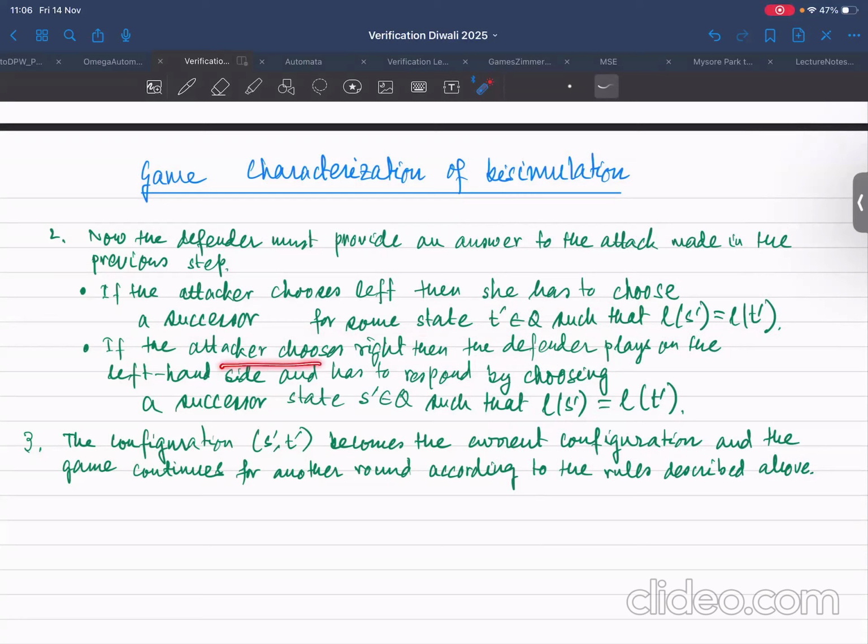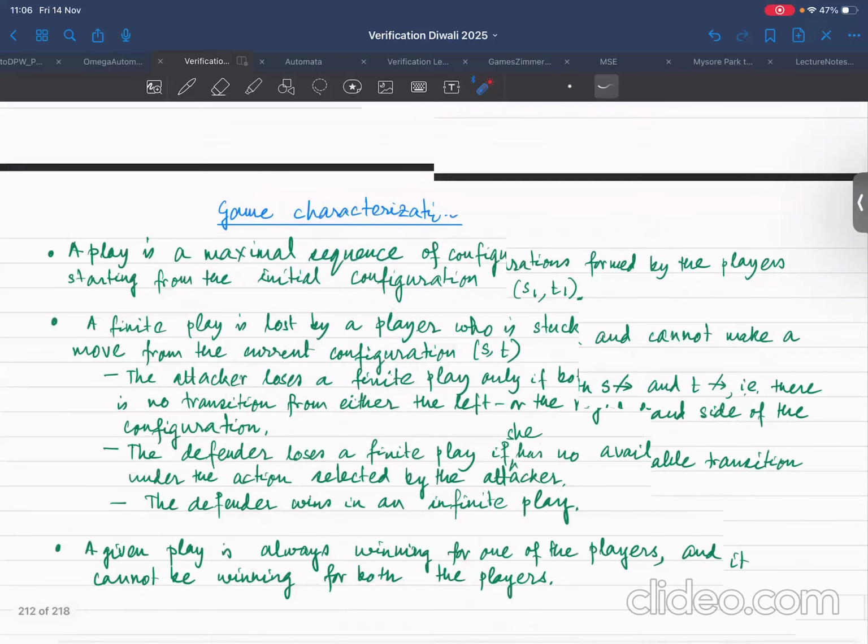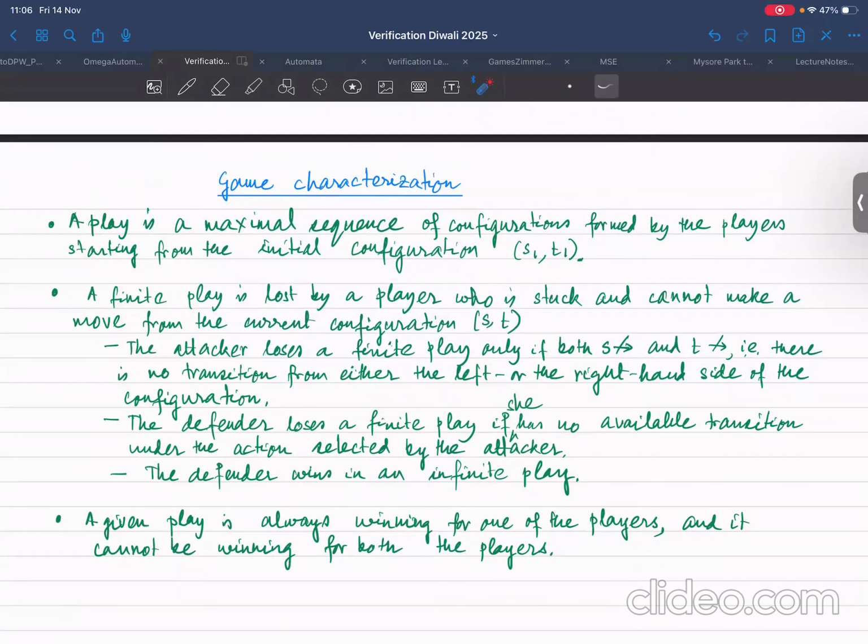And if the attacker chooses right, then the defender must play on the left hand side, again choosing a matching successor such that the labels are the same, a state S'. Now (S', T') becomes the current configuration, and the game continues for another round according to the rules described above. So you start from (S', T'), and a play is essentially this infinite sequence of configurations that we would get. So that is a play.